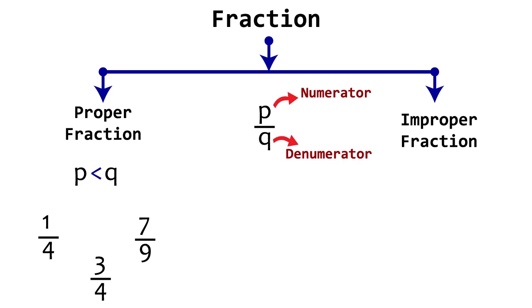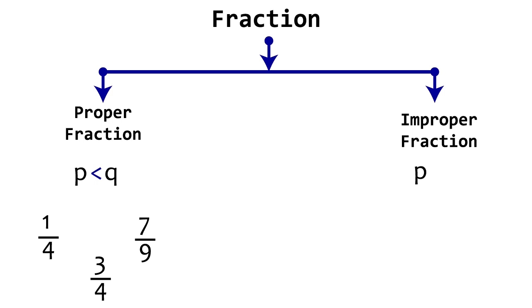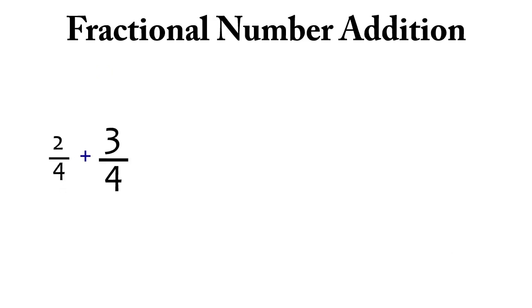However, improper fractions are the fractions in which P is greater than or equal to Q, or the numerator is greater than or equal to the denominator. For example, 7 by 4, 4 by 4 and 9 by 4. These are all improper fractions. As you can see, the numerators are either greater or equal. So, both of these two fractions are proper fractions.